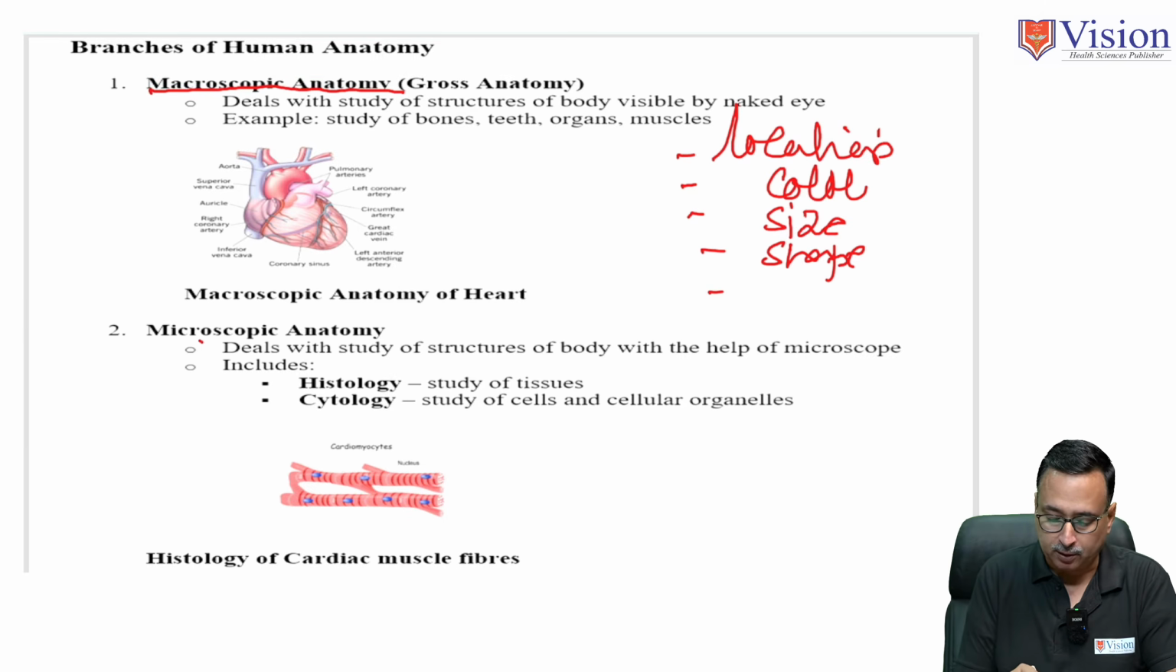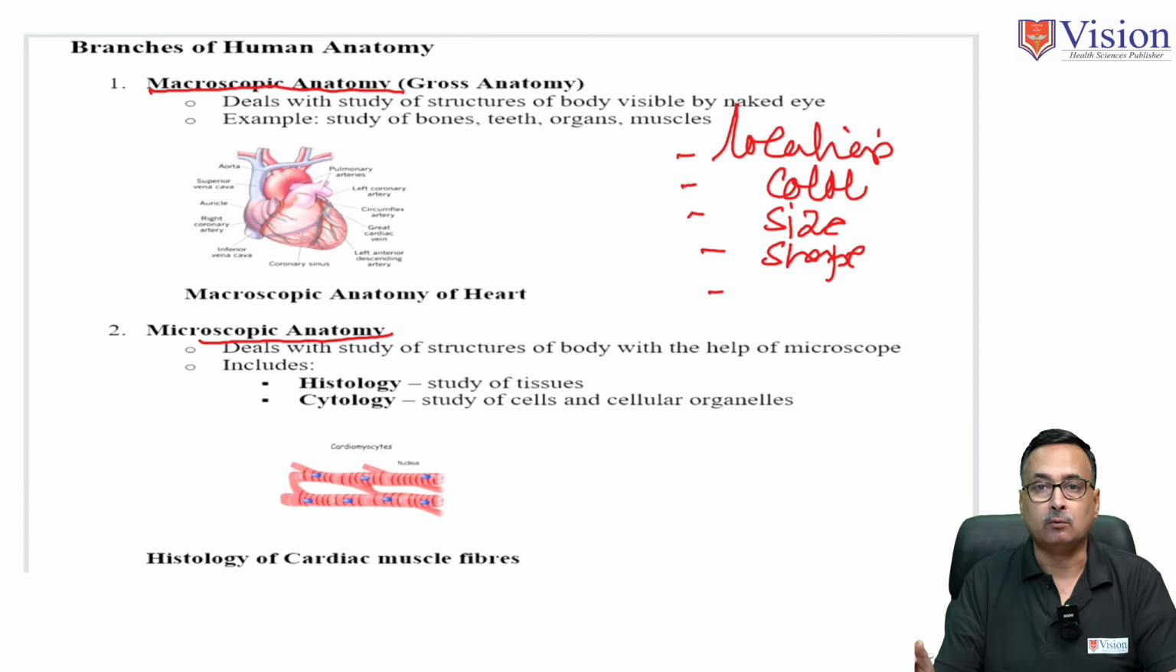Next branch is microscopic anatomy. We study minute details of body structures which are not visible to the naked eye. We make use of a microscope. Again, I take the example of the heart. When we study the microscopic anatomy of the heart, we take a cut section of myocardium, we prepare a slide, and we study it under a microscope. Histology of myocardium reveals the normal structure of myocardium, and it helps us to find out any deviation in the normal structure of myocardium.